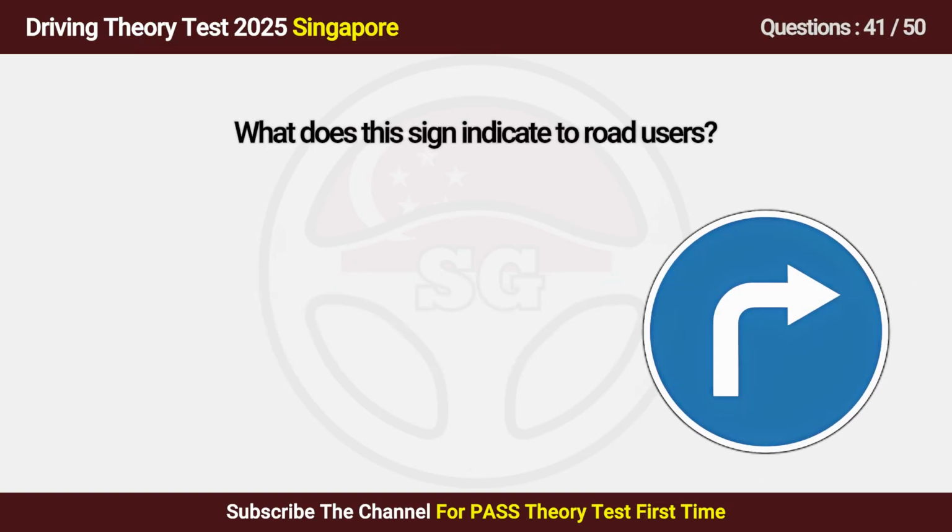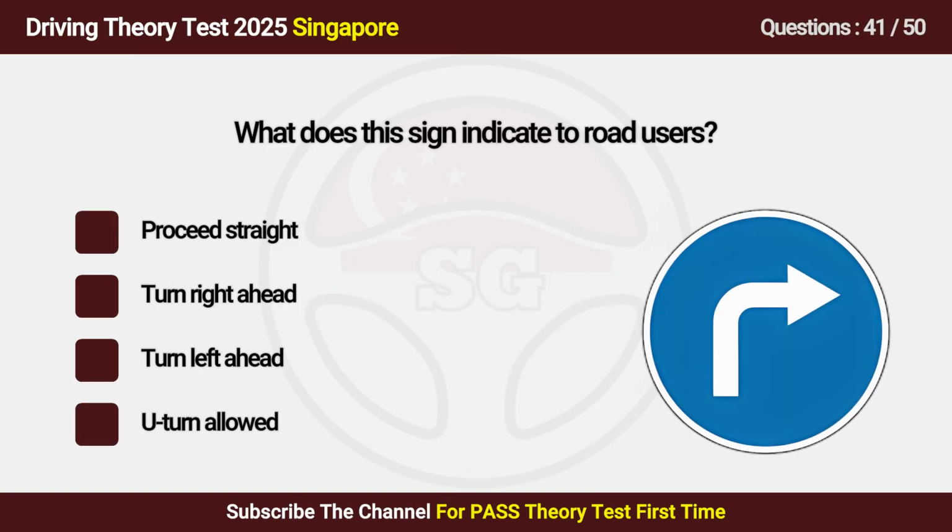Question 41. What does this sign indicate to road users? A. Proceed straight. B. Turn right ahead. C. Turn left ahead. D. U-turn allowed.